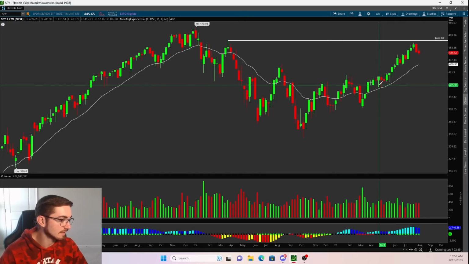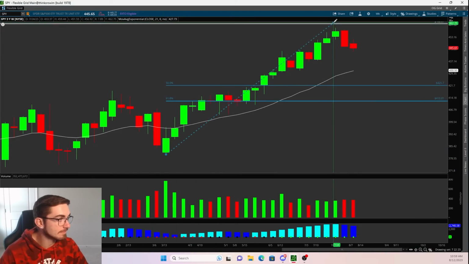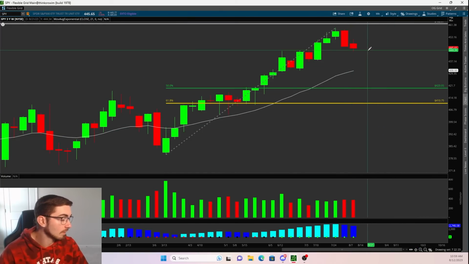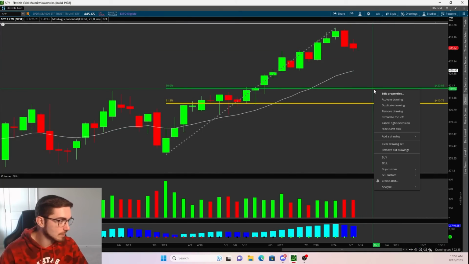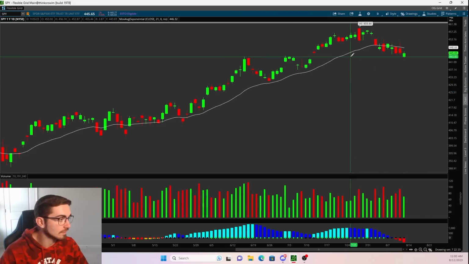Haven't tested it since April, so it's been about 4 months since we tested that level. Now, as far as the weekly time frame, we can see that there is a weekly Fibonacci retracement that we could use. That would take us all the way down towards 420, and we're all the way up at 445. So maybe in the future, as price starts to pull, we can start watching that area. Once I'm done on the weekly, I'll then go to the daily time frame.